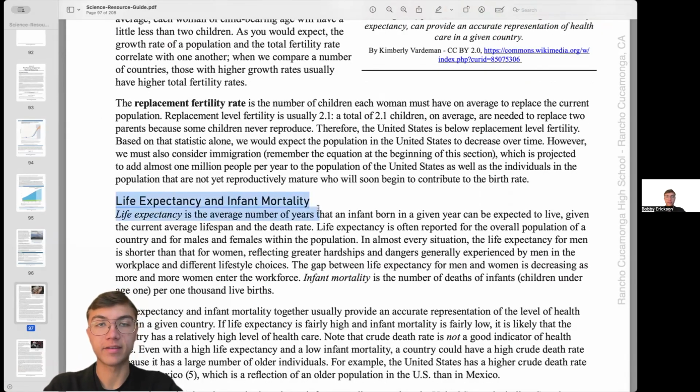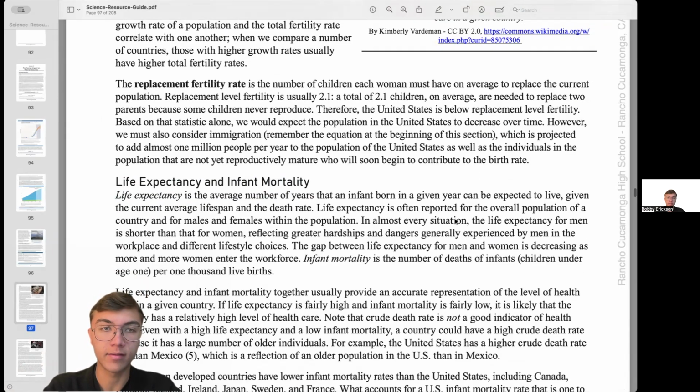Then we get into life expectancy and infant mortality. So life expectancy, we explained already, is how many years one is going to live, given the average lifespan and the death rate. Usually, life expectancy is lower for men than for women, and this is usually due to greater hardships and dangers experienced in the workplace and different lifestyle choices. So men make more dangerous decisions at work and more dangerous decisions in their lifestyle. So, men, be careful, because we should probably be living longer too, and we aren't.